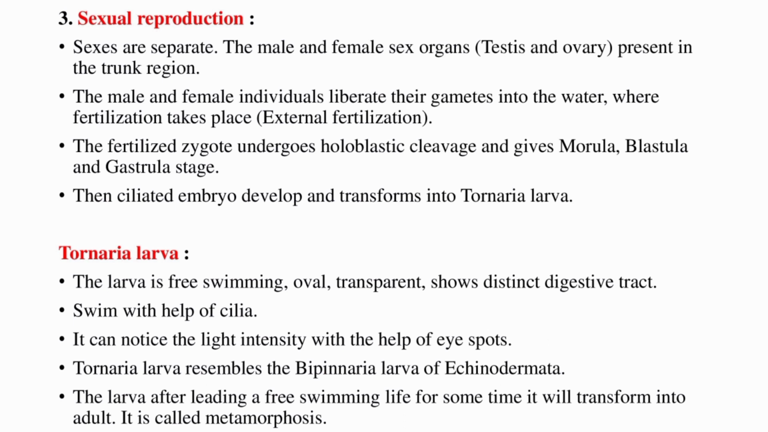Tornaria larva. The larva is free swimming, oval, transparent, and shows a distinct digestive tract. It swims with the help of cilia. It can notice the light intensity with the help of eye spots. Tornaria larva resembles the bipinnaria larva of Echinodermata. The larva, after leading a free swimming life for some time, will transform into an adult. It is called metamorphosis.